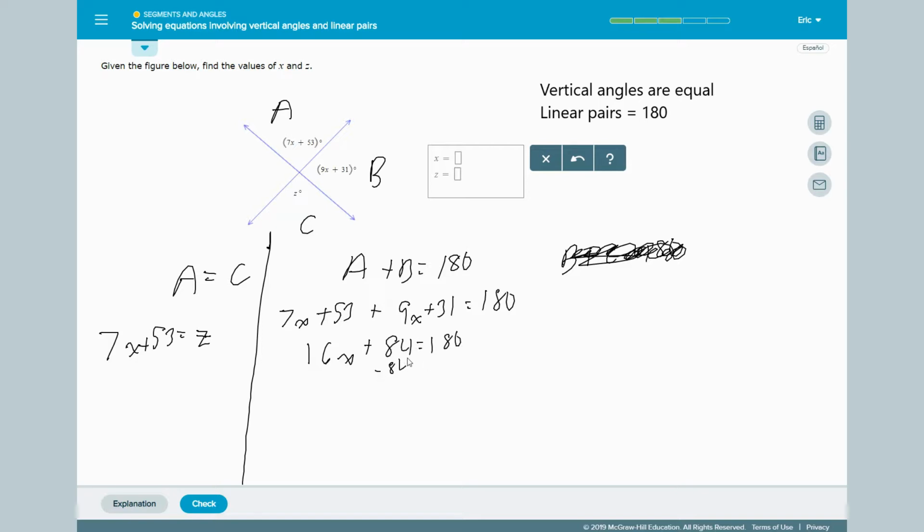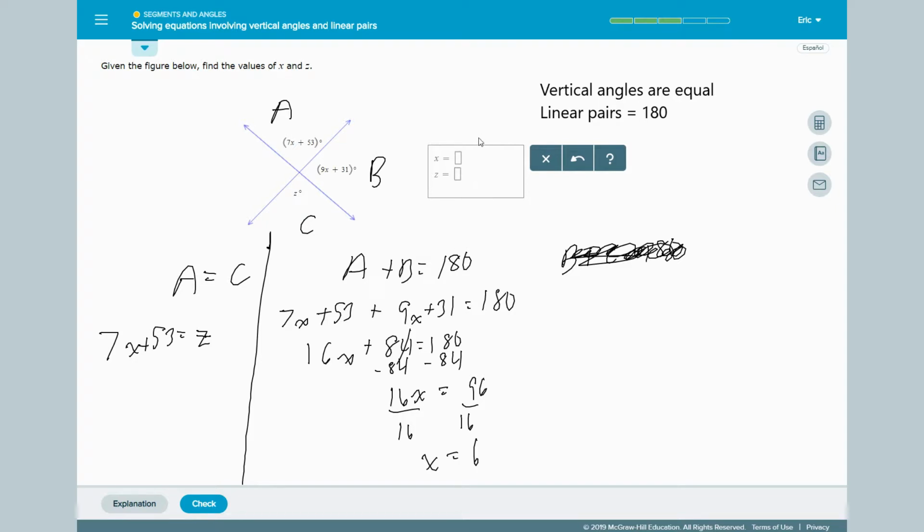Subtract 84 on both sides, and I get 16x equals 96. Divide by 16, and I'm going to say that's 7. No, not 8. This 6. It has to be 6. Is that 6? 16 times 2 is 32. 32 plus 32 times 2 is 64. 64 plus 32 is 96. Wow, that's 6. So x equals 6.